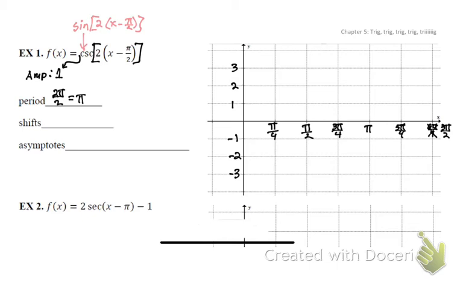Okay, I should talk about shifting. Notice it doesn't say what kind of shift it does, so I have to list left, right, up, down. Does it go up or down? No. Does it go left or right? It goes left because it's negative, right? Oh, it goes right. It goes the opposite direction. It goes right, pi over 2. Asymptotes, we'll worry about that after we're done drawing.